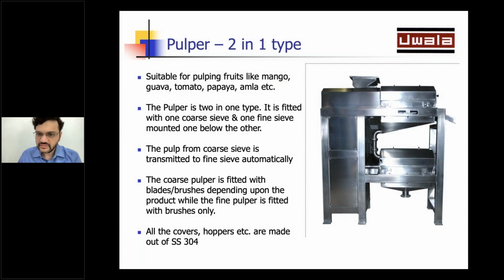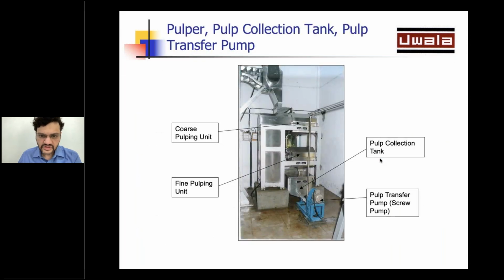Again, the machine is made completely in stainless steel. So this is how a 2-stage pulper would look as part of the plant. The product is received from the elevator. You can see from the arrows the coarse pulping unit and the fine pulping unit. The pulp which is extracted is collected in the tank below. You can see the pulp collection tank mentioned below. And from this pulp collection tank, the product is taken with the help of a pump to the next machine.